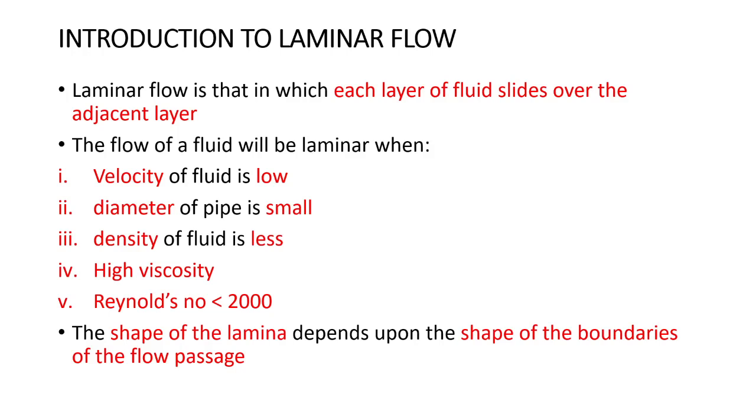The shape of this lamina, that is the flow pattern, depends upon the shape of the boundaries of the flow passage. The pattern of the layers of fluid depends upon the shape of the boundaries of the flow passage through which the flow is passing. Okay, clear about laminar flow?